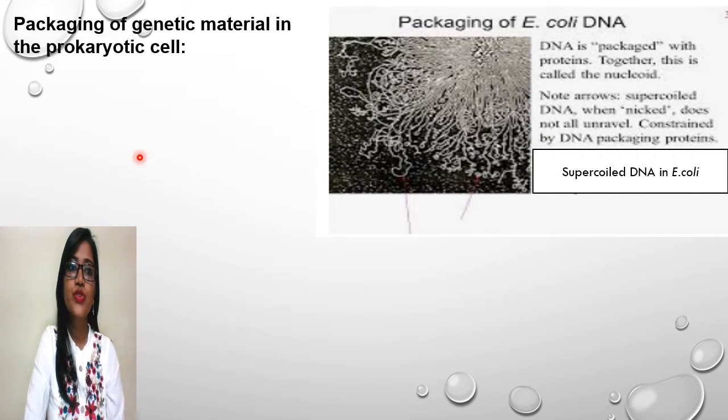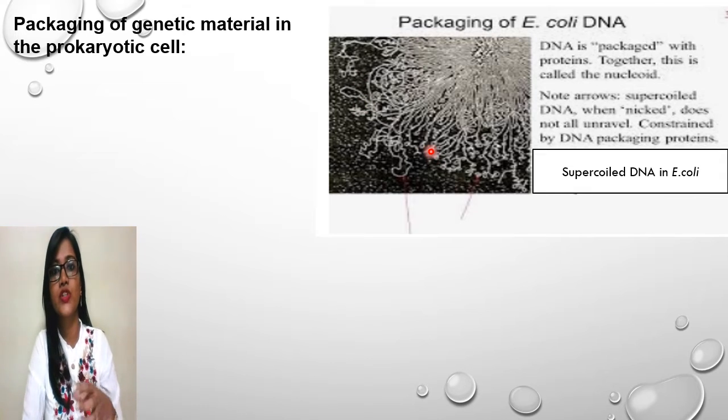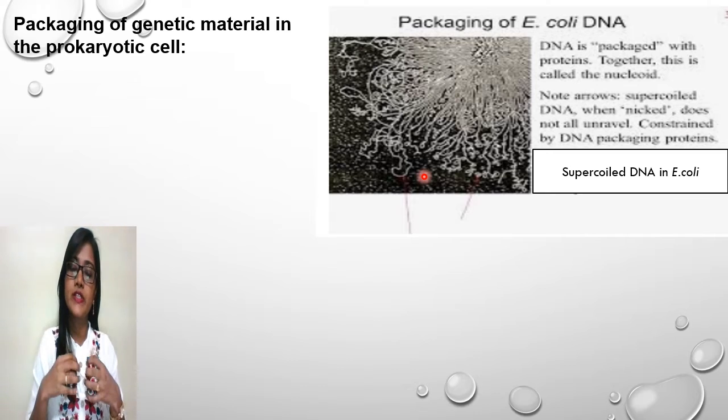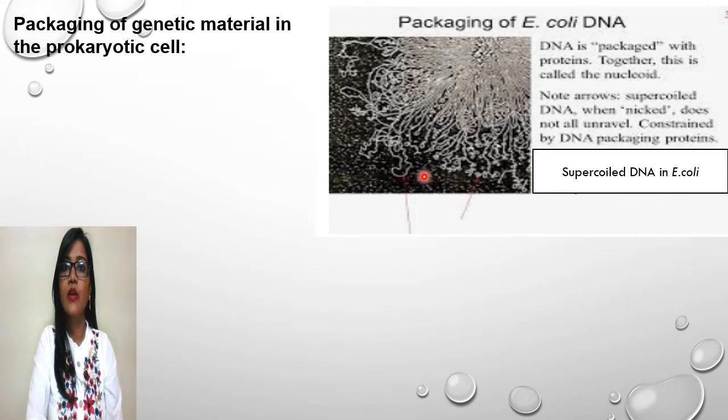Here we are going to talk about the packaging of genetic material in the prokaryotic cell. This is the structure of the nucleoid of E. coli, Escherichia coli, and you can see the DNA, or the genetic material, of E. coli. These are supercoiled DNA structures. These are thread-like structures which are coiled and supercoiled, and then they are fitted inside the prokaryotic cell.